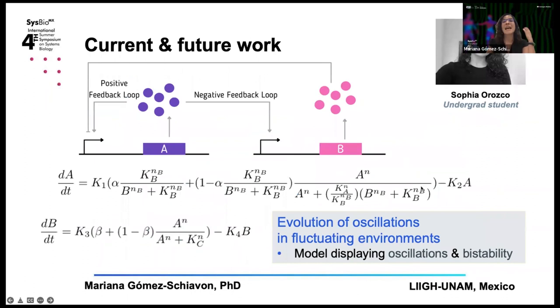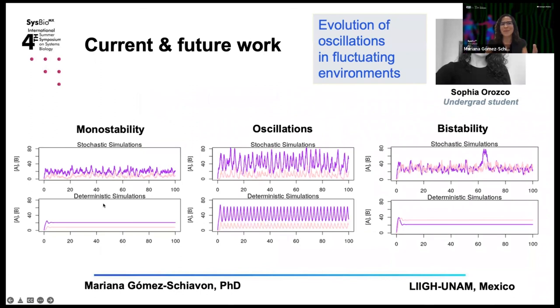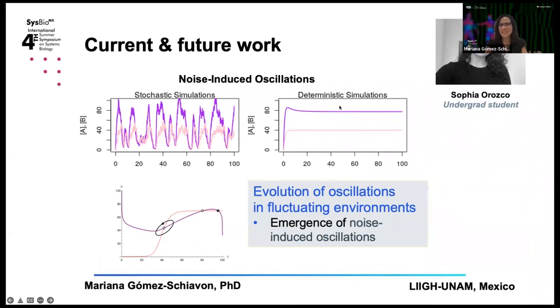On the other hand, Sofia Orozco, also an undergrad in my lab, is working on considering, in addition to this epigenetic switching and genetic adaptation, also oscillations and the competition between all of them. So she proposed this model that can actually have all the behaviors. It has monostability, it has bistability, and importantly, oscillations. And just as well, in the presence of noise, we are observing really cool emerging properties that we are also very excited to understand when these are favored in the evolutionary context.